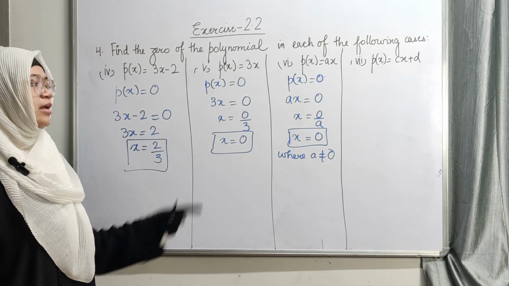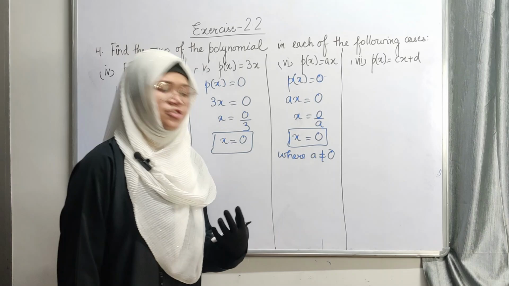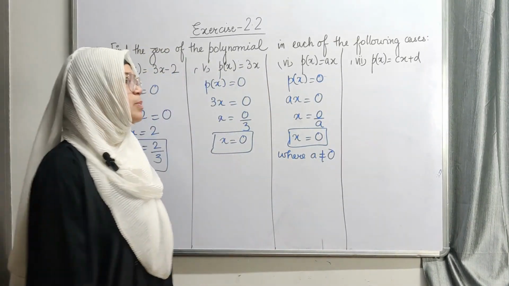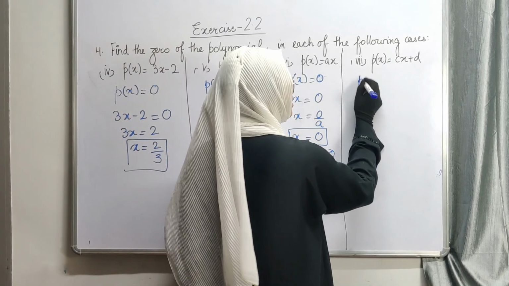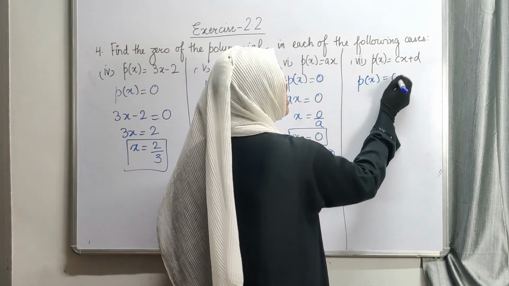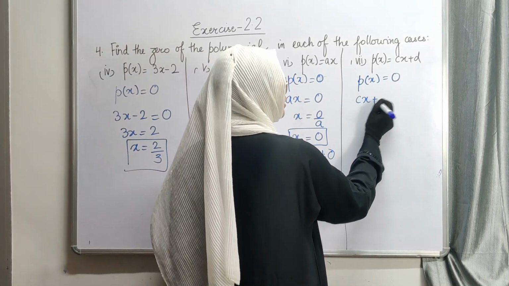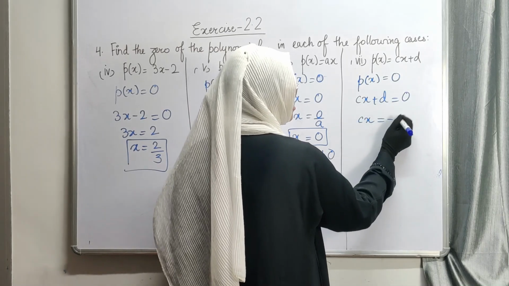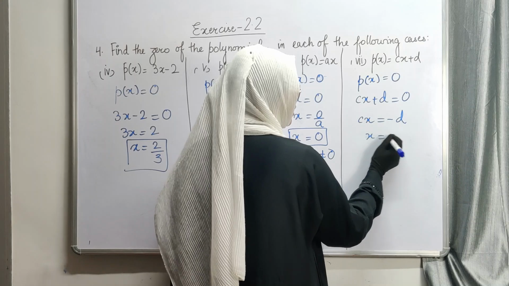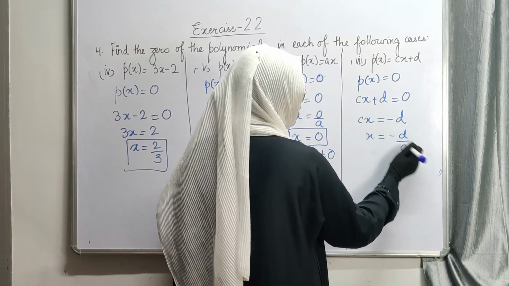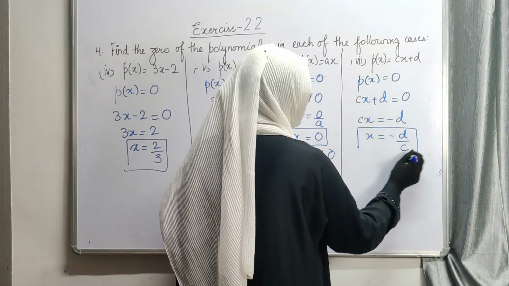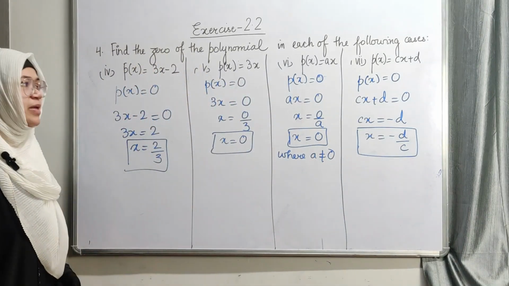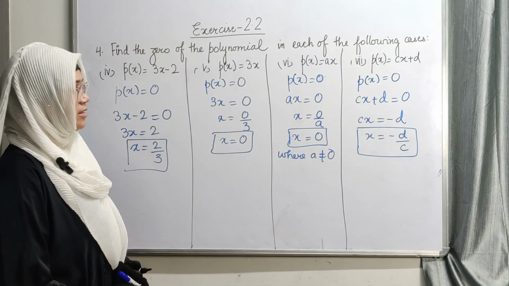0 upon a equals 0, where a is an integer. The last part of this exercise is p(x) is equal to cx plus d. p(x) equals 0, which will give you cx plus d equals 0, and cx is equal to minus d, and x will become minus d upon c. Minus d upon c is the zero of p(x), cx plus d.